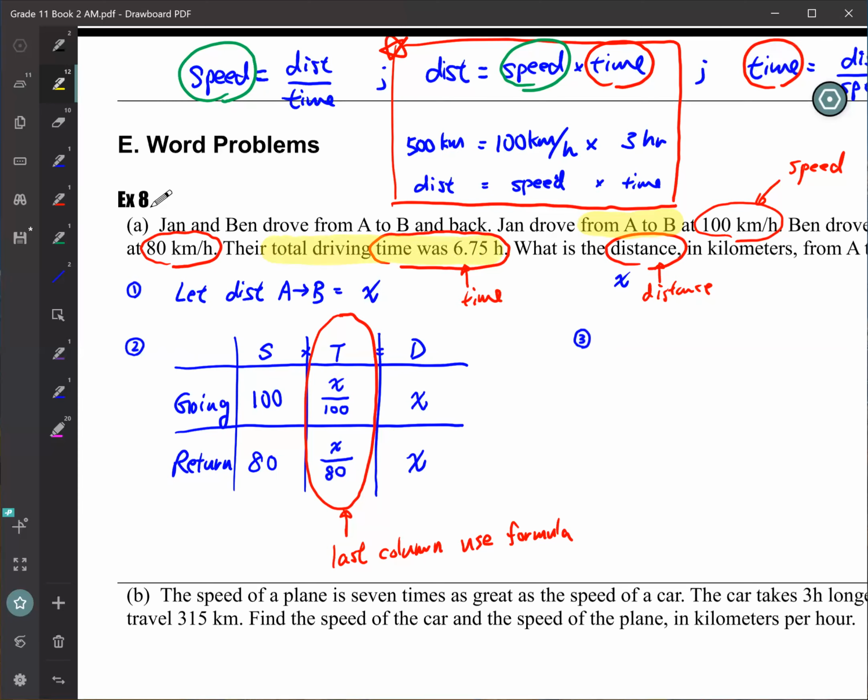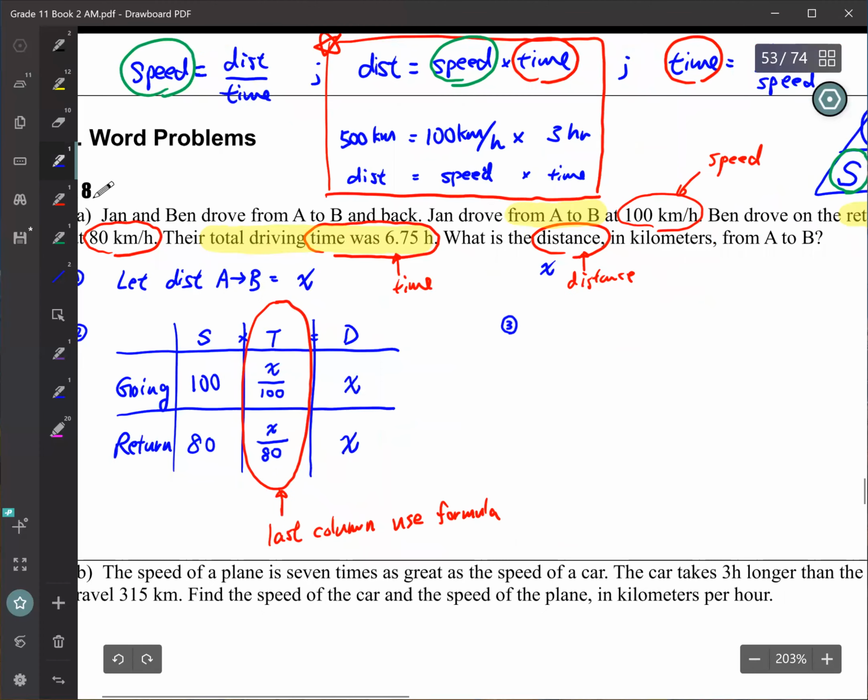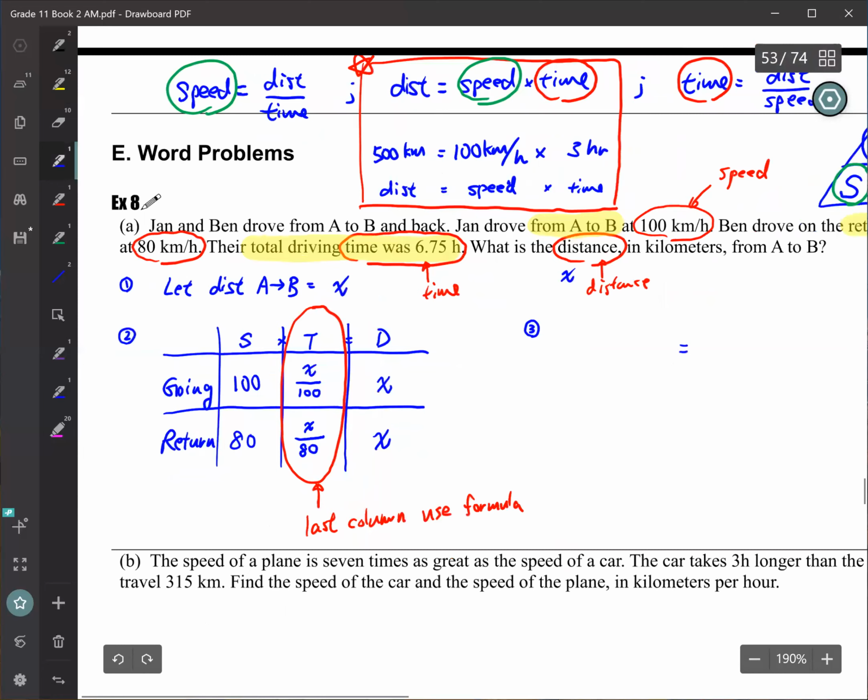Okay, so it says that the total driving time was 6.75. So how can we set up an equation? Anyone can tell us how do we make an equation now? Total time 6.75. Anybody? Would it be x over 100 plus x over 80 should equal 6.75?